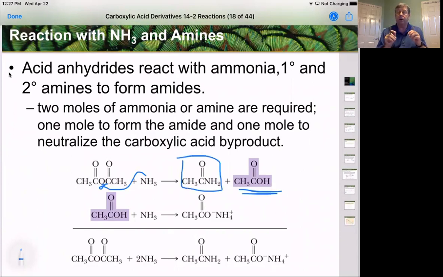Remember, we dissolved carboxylic acids with ammonia or amines to make them more water soluble. So the first thing that's going to happen is that ammonia is going to act as a base, carboxylic acid is going to act like an acid. We have an acid-base reaction to generate this salt here. So just like before with the acid chlorides, we have to use two equivalents of the amine to generate first the amide and then neutralize the carboxylic acid derivative.